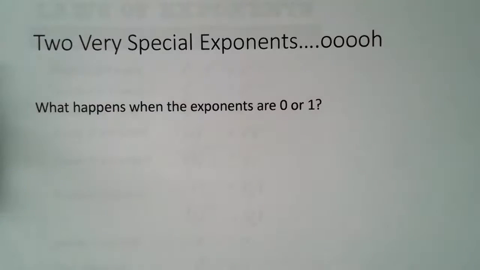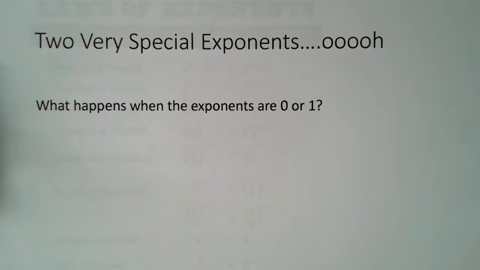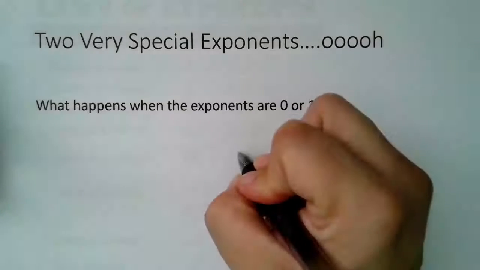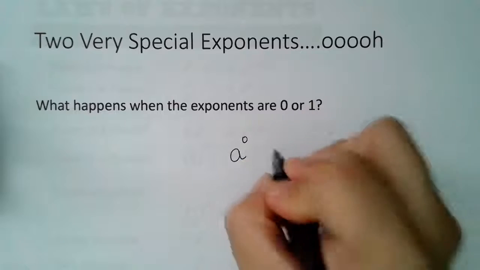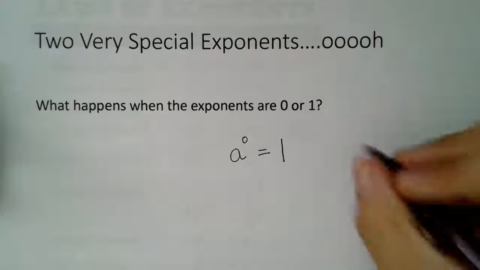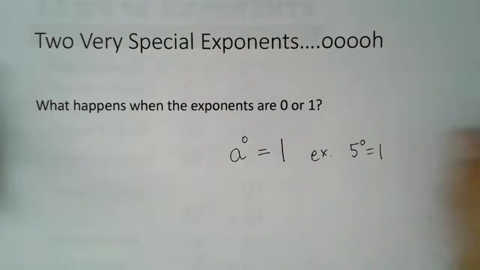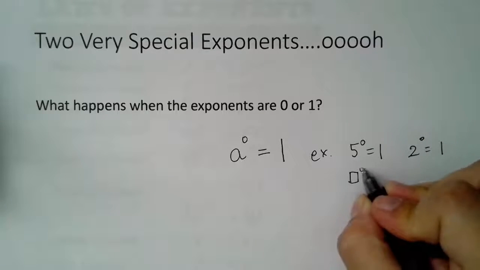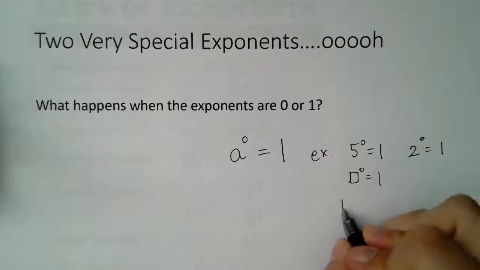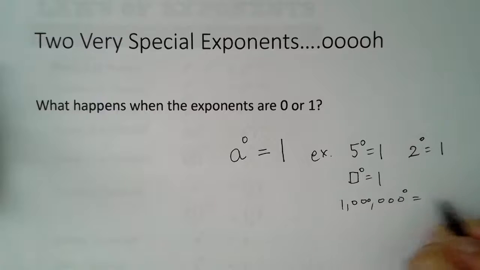Alright, 2 very special exponents. What happens when the exponents are 0 or 1? In general, any number raised to the power 0 is equal to 1. For example, 5 to the power 0 is 1. 2 to the power 0 is 1. Squared to the power 0 is 1. Or 1 million to the power 0, that's just going to be 1.